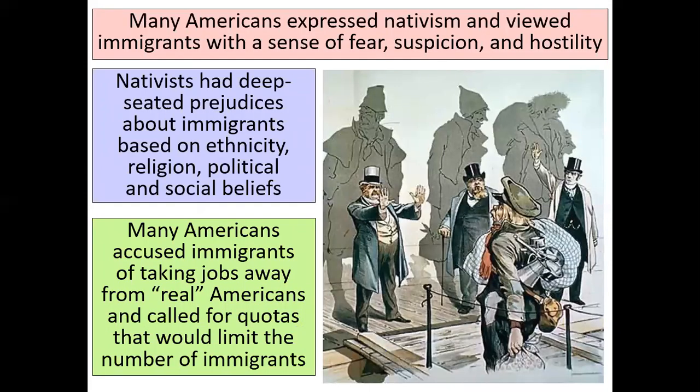Now, put a star or circle around the word nativism. Many Americans express nativism. That's a fancy way of saying racism. And they viewed immigrants with a sense of fear and hostility. And it's super ironic because unless you're 100% Native American, everybody's families came from another country.